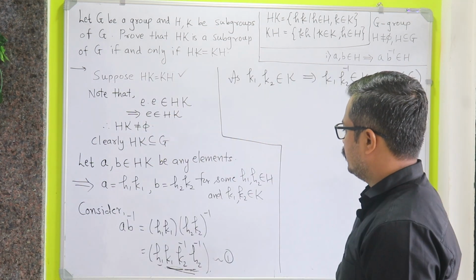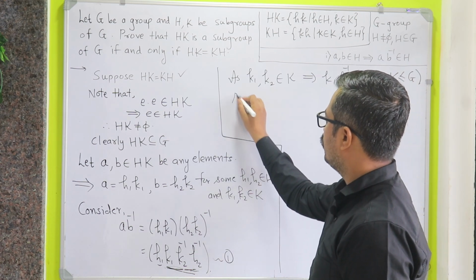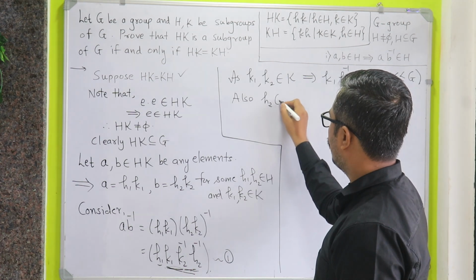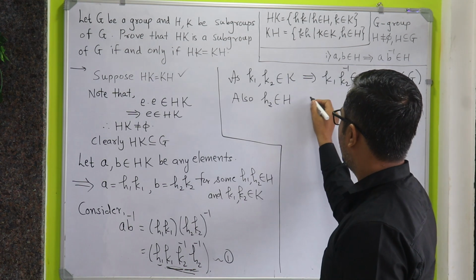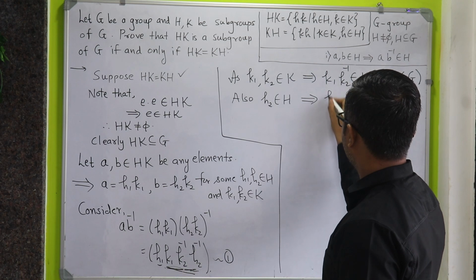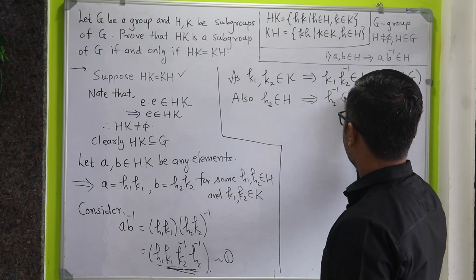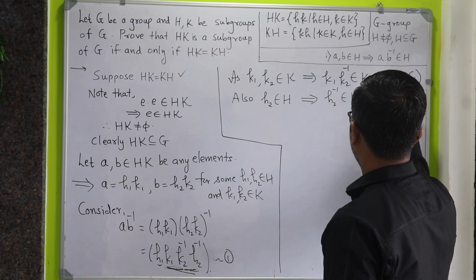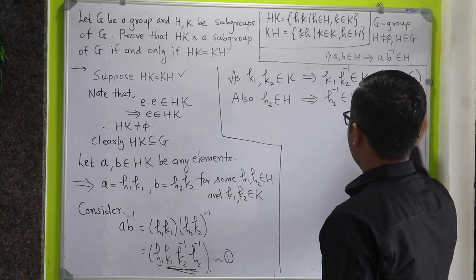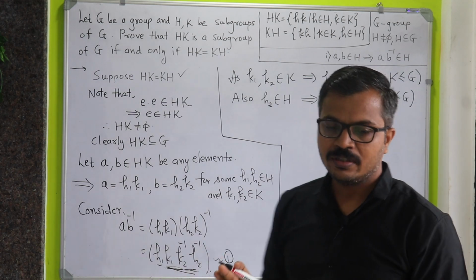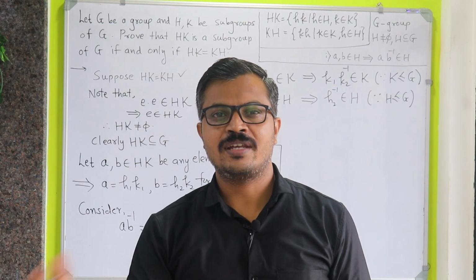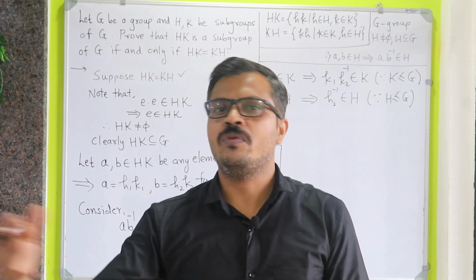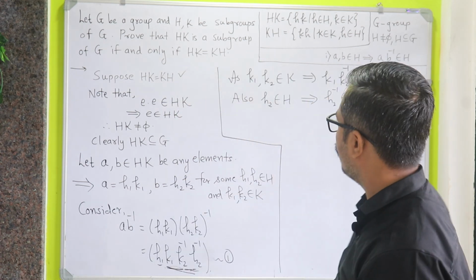Now also we have H2 belongs to H, right? But this will again imply H2 inverse belongs to H itself. Again the same reason, H is a subgroup of G. So here we are taking the help of a second condition in the two-step subgroup test, that is A belongs to H always implies A inverse belongs to H.